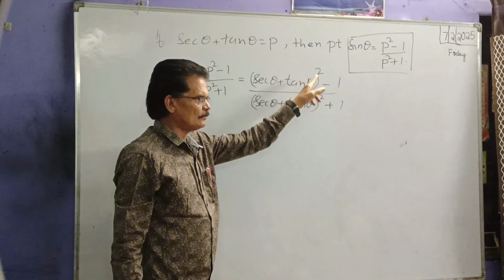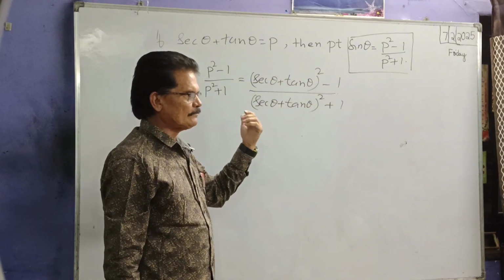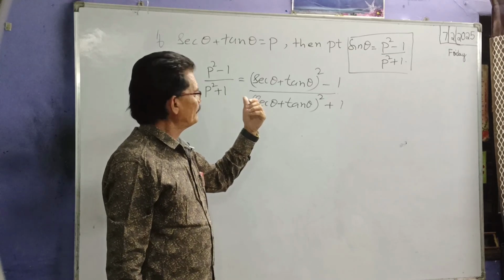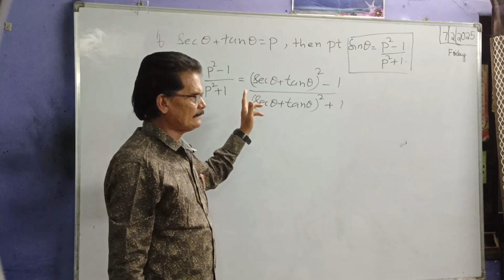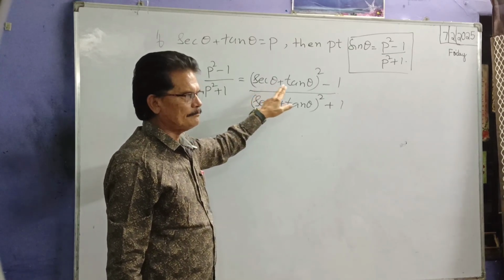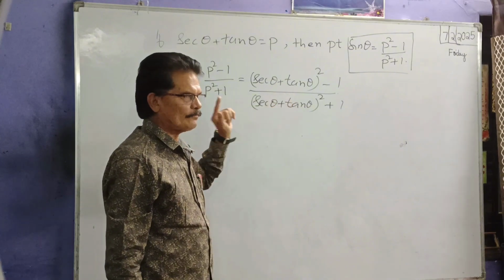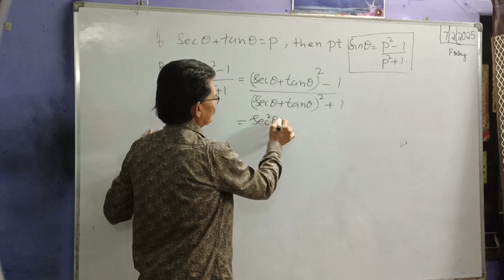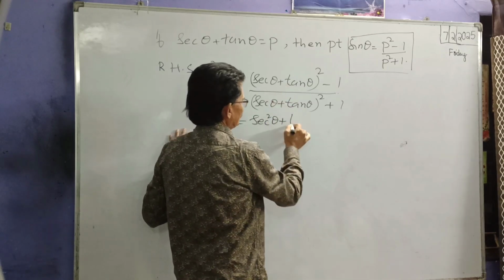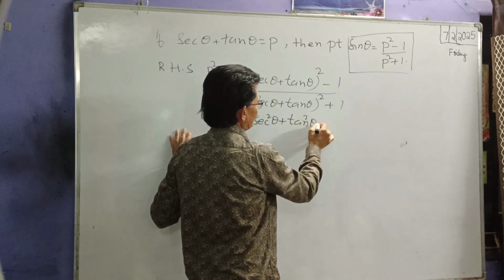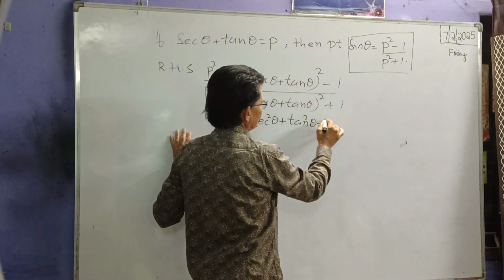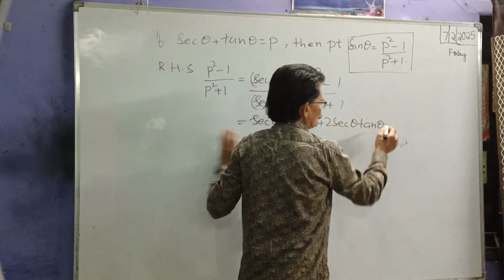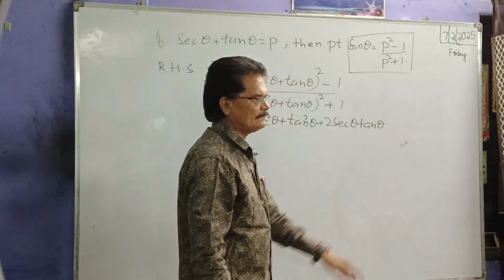A plus b whole square is a square plus b square plus 2ab. A means sec theta, b means tan theta. So now first I have to write a square: sec square theta plus b square, tan square theta, plus 2ab, 2 into sec theta into tan theta. No plus, into: 2 into a into b.